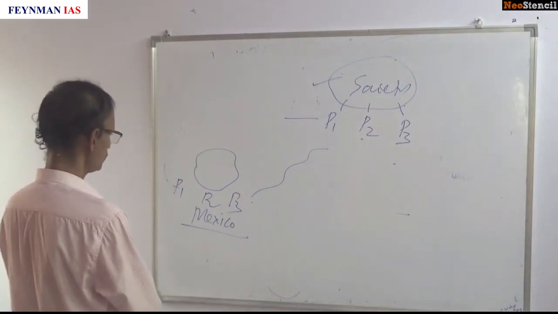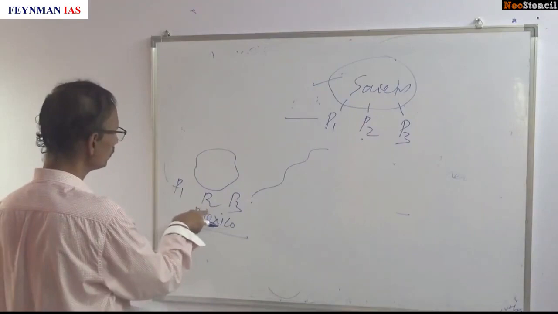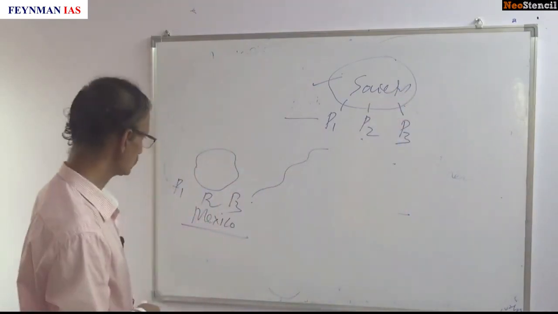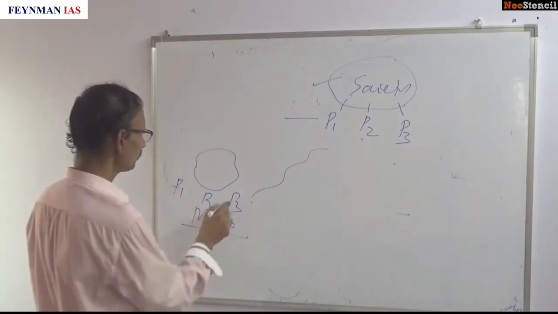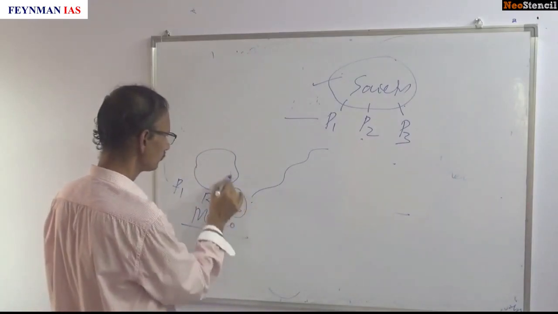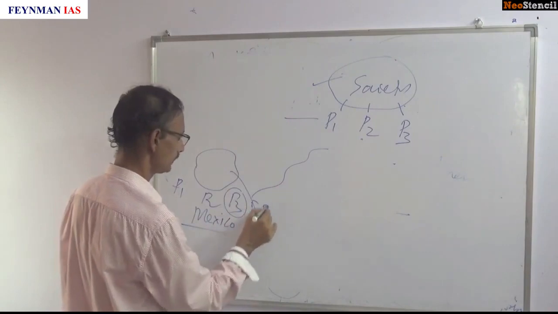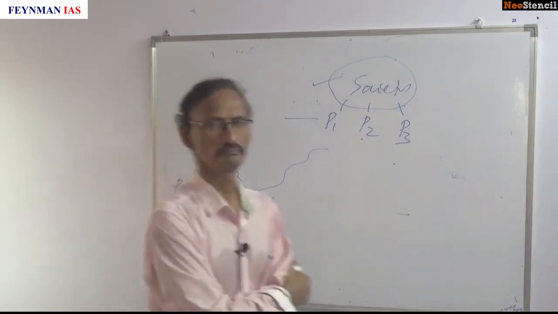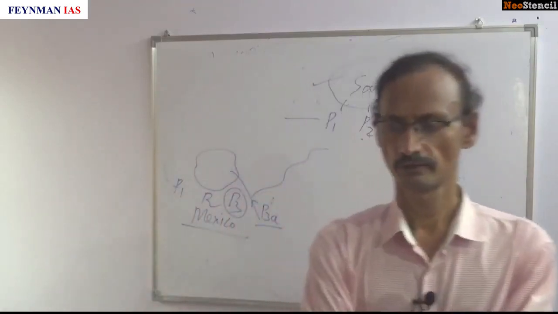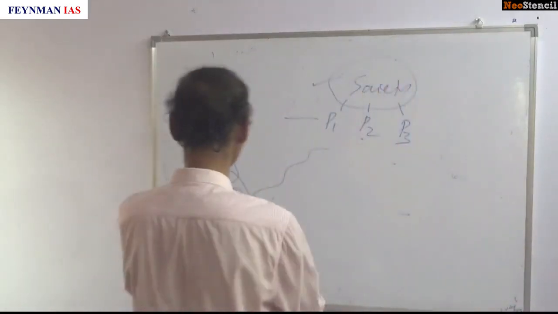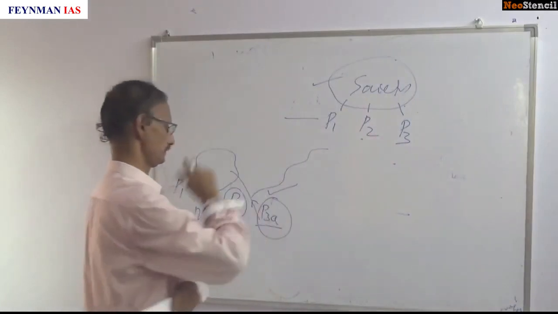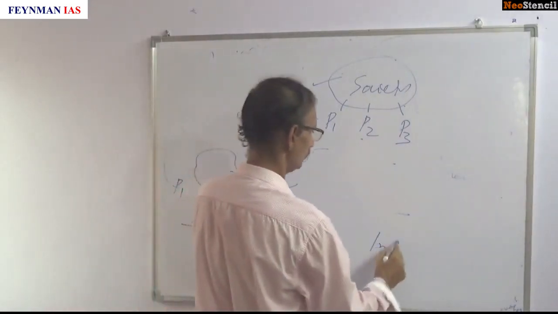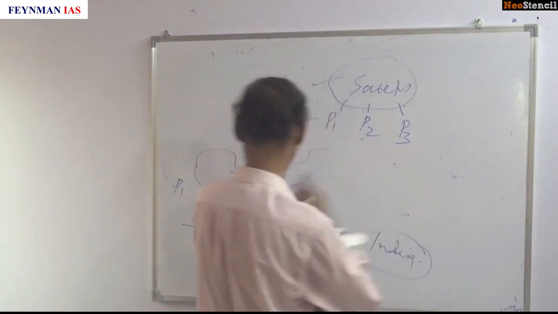Then some may realize P1, P2, P3 may be right in the context of Europe, but in the context of Mexico, maybe some modification to P3 is required. So P3 dash or P3A is required, which means P3A emerged as a perspective.